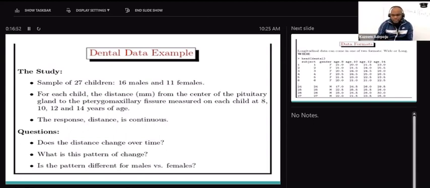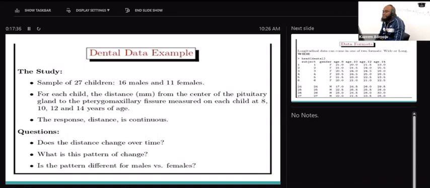Then another question is, what is the pattern of the change? When you look at the pattern of the change, is there an appreciable upward movement or downward movement, or does it not really change at all? We actually want to know that. Then the last one is, is the pattern different for male and female? Don't forget, of the 27 children we're using, we have 16 males and 11 females. And we want to see whether the pattern of changes that we're talking about is going to be the same. We want to see whether male and female are going to have a similar experience.